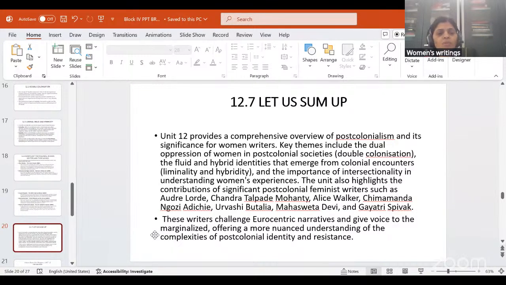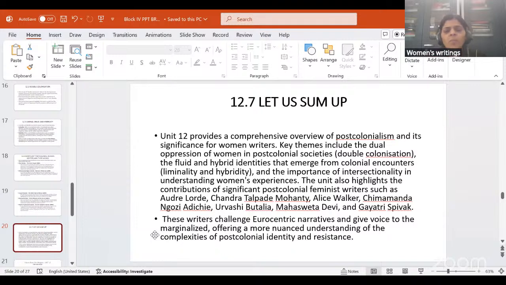We talk about two different theories like liminality and hybridity, and the importance of intersectionality in understanding women's experiences, where the unit also highlights the contributions of significant post-colonial feminist writers such as Audre Lorde and Chandra Talpade Mohanty, Alice Walker, Chimamanda Ngozi Adichie, Urvashi Butalia, Mahasweta Devi, and Gayatri Spivak.